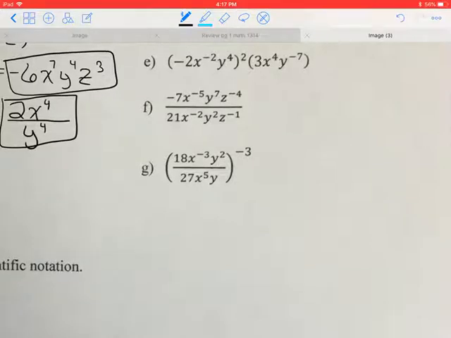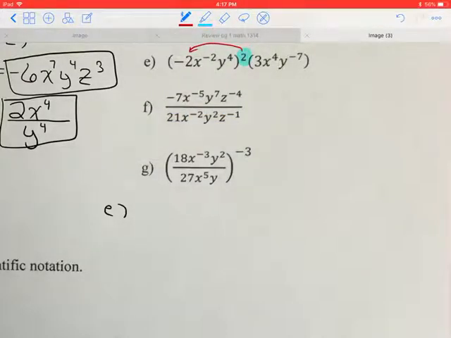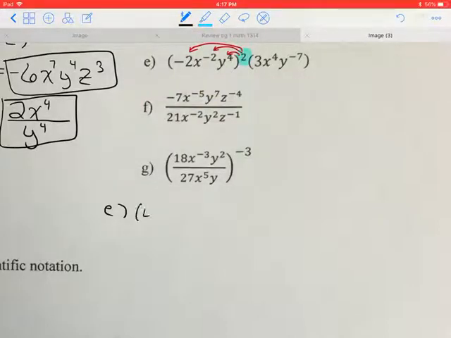All right, so let's take a look at E. One thing I'm noticing is I have this squared on the outside. So I'm going to go ahead and use my power rule, and I'm going to square everything inside the set of parentheses. So if I square negative 2, I'm going to get positive 4. If I square x to the negative 2, I multiply exponents, so x to the negative 4, and then y to the 8th. Then I'm going to bring over my 3x to the 4th, y to the negative 7.